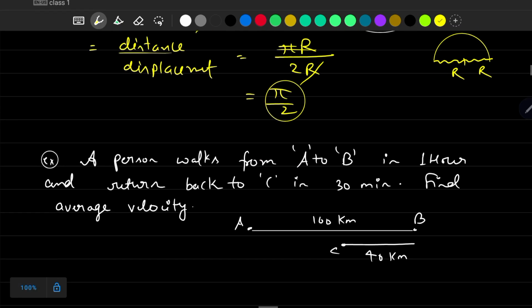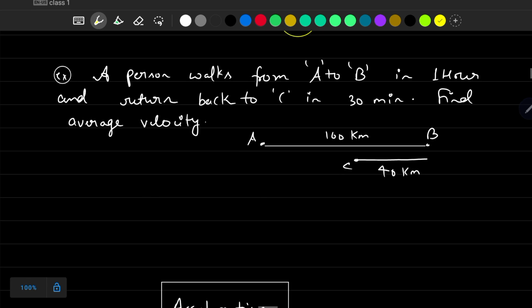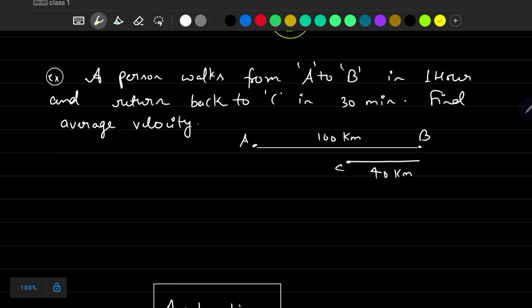Now we will solve one more problem. The question is, a person walks from A to B in 1 hour and returns back to C in 30 minutes. They're asking us to find the average velocity. So what is average velocity? Again, it's total displacement upon total time.